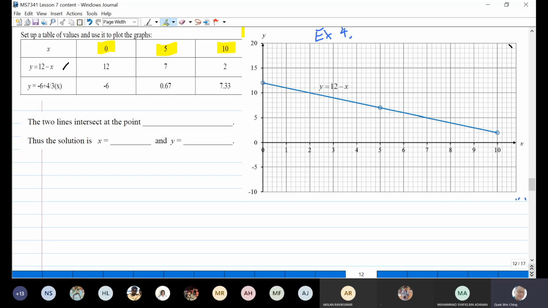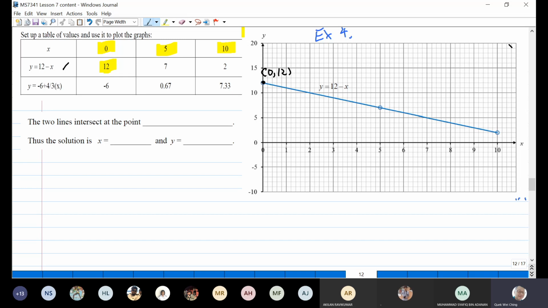So (0, 12) is the first point. You can see from here, when x equals 0, y equals 12. So this point is somewhere here. Okay, x equals 0, y equals 12. Here.